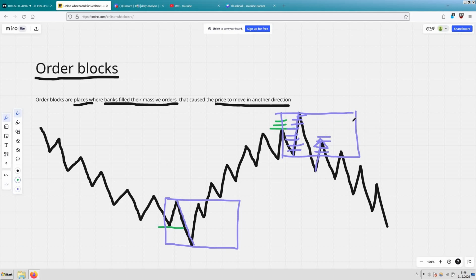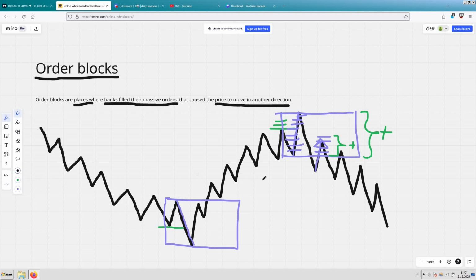Because what would now be the bank's profit? It would be all of this, because all of this move up is profit for them. And then they have a little bit of this additional profit. You see what I mean? So they basically have 1.5 extra profit. So those are actually the order blocks.